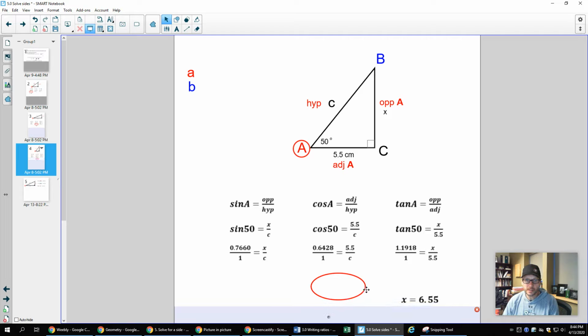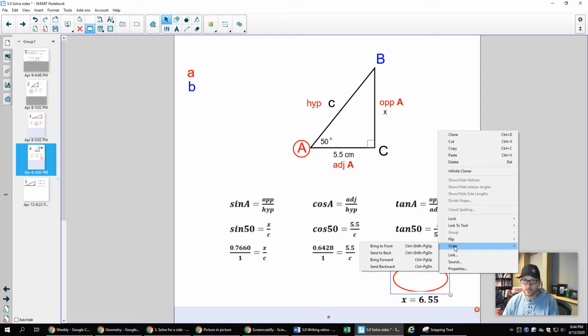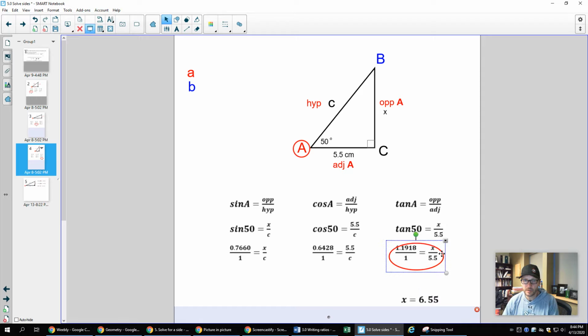And the answer is we're going to work with x over c. Nope. 5.5 over c. Nope. We're going to work with this one here. I'm just going to do one little quick thing though. I want to make this come to the front so that it's in front of my work. So here I have my answer. I have x over 5.5, 1.1918 over 1. I'm going to cross multiply the 5.5 times 1.1918 divided by 1, and I get this answer of 6.55, which rounds off to 6.6.